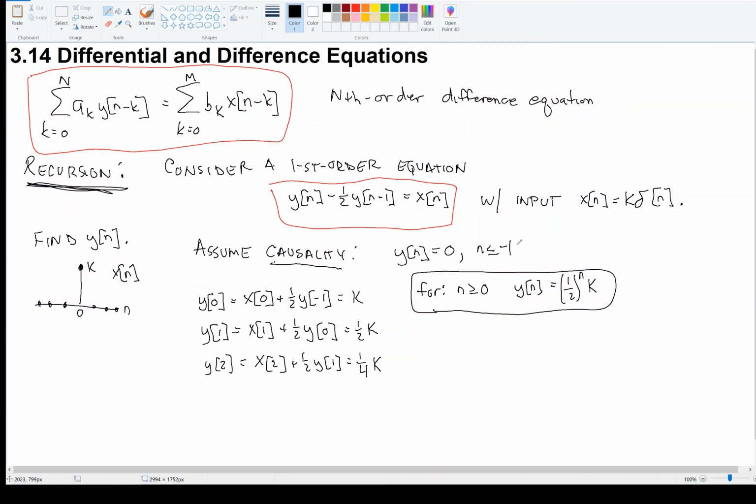And that's part of the solution, and then the other part is over here. So what do we get out? We get out zeros until the origin. And then for n equals 0, we get out k. And then we get out half k, and a fourth k, and an eighth k, and 16th k, and so on. This is y of n. Okay, so hopefully you followed that.